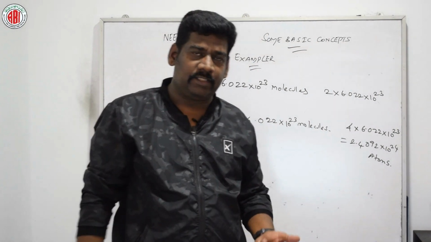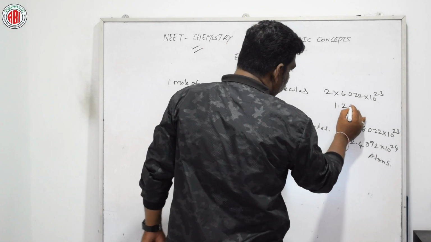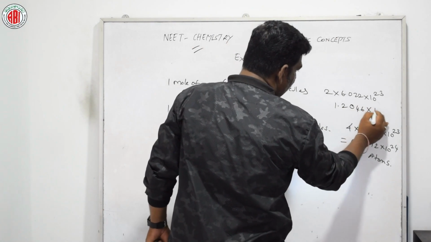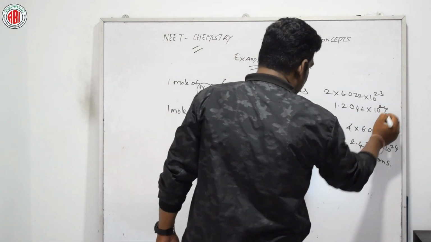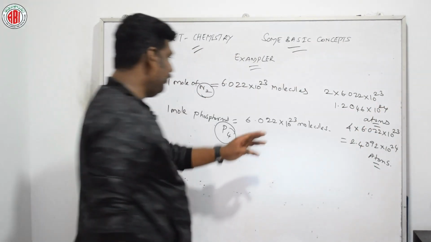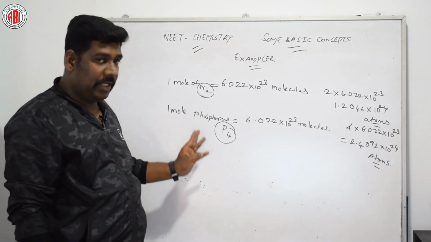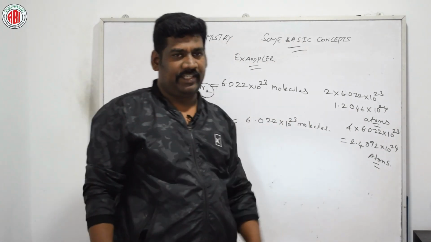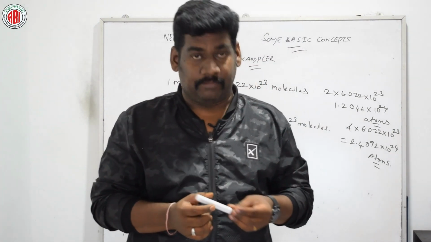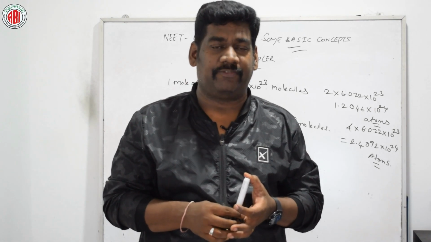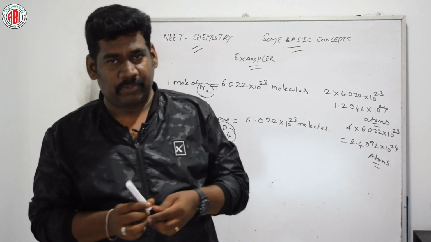This could be written as 1.2046 into 10 to the power of 24 atoms. In the form of atoms, we are going to write for nitrogen by this way, and for phosphorus by this way. Similarly, the last question, 0.05 gram of water. For 0.05 gram of water, number of atoms we are going to find.